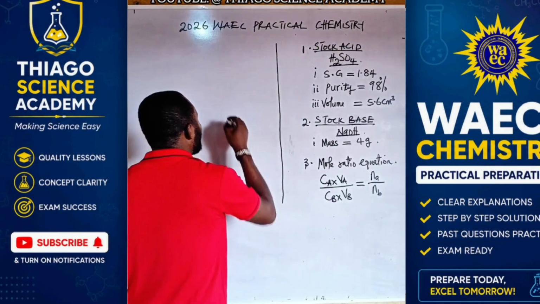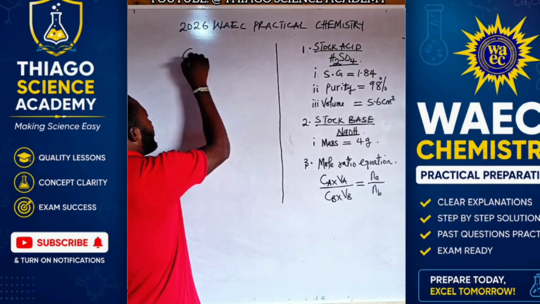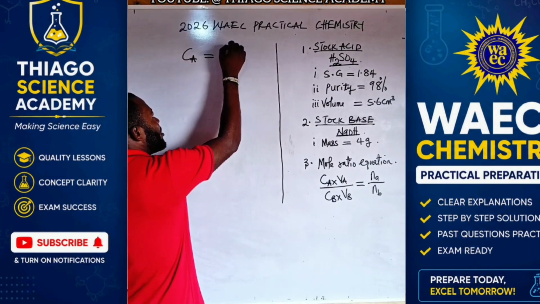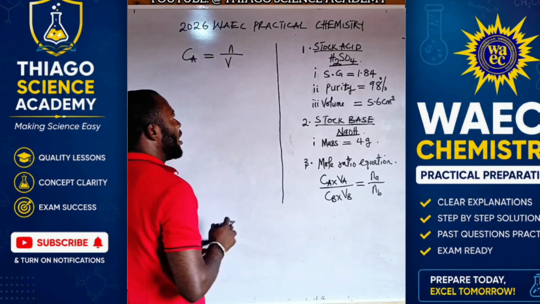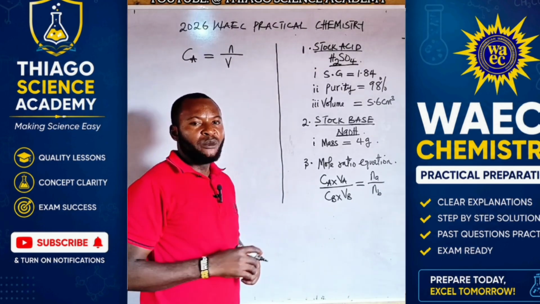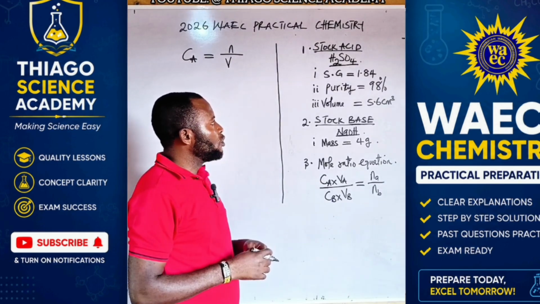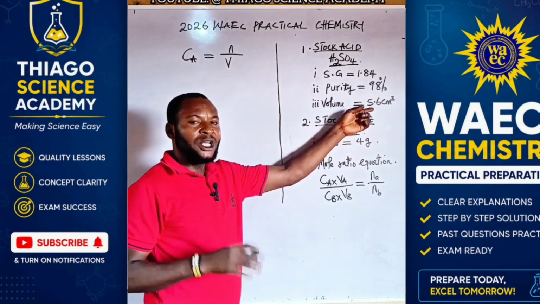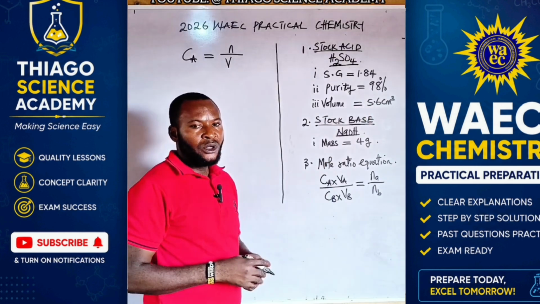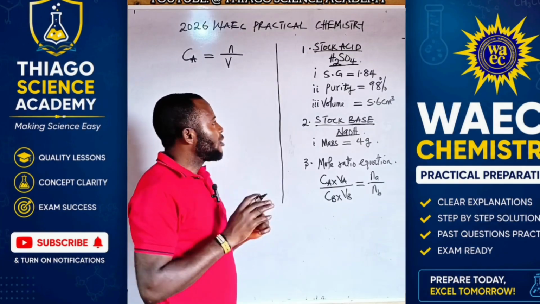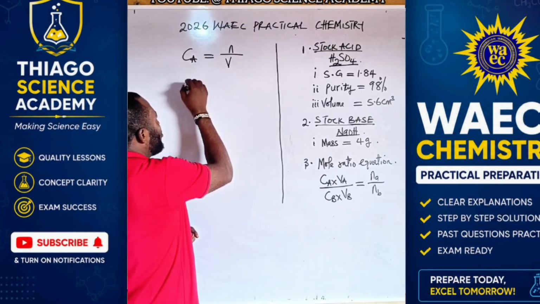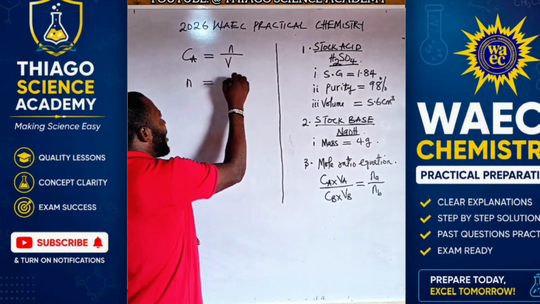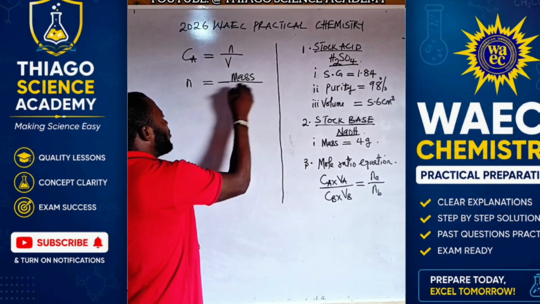Now, I need to calculate CA, which is the concentration of the acid. Concentration of the acid is going to give me the number of moles of the acid all over volume. Volume is going to be 1 dm cube, because they say we should dissolve this quantity in 1 dm cube. So the only thing you need to calculate is this n, the number of moles. Number of moles is equal to mass all over molar mass.